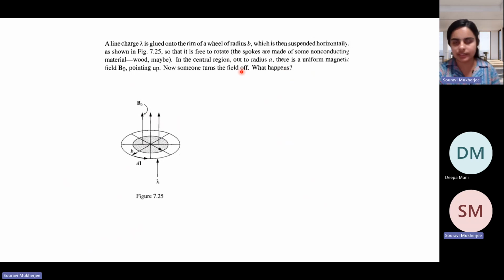By turning off the field, in this transition time, your flux will change. Your flux will decrease. So what happens to the charges that are there on the rim? It's a qualitative question. You don't have to solve anything numerically. You have to just tell me what is going to happen to these charges. The magnetic field in this region reduces, so that reduces your flux. What do you think will happen to the charges present on the circumference of the ring?